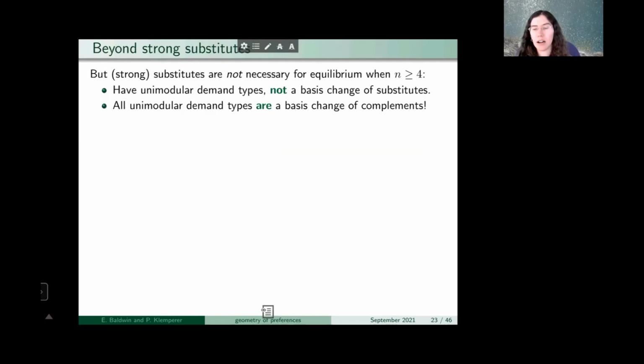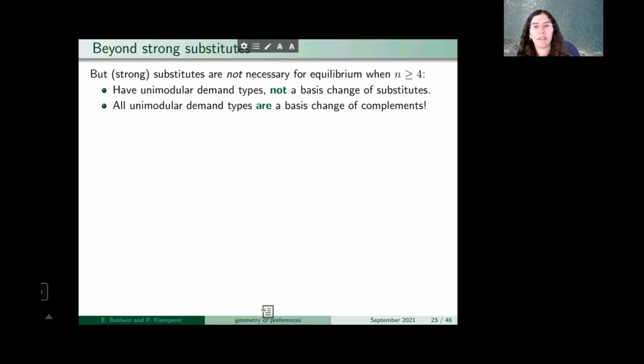So the idea that substitutes are fundamental for equilibrium is really in this sense misplaced, because all demand types, all sets of valuations characterized in this way for which equilibrium is guaranteed are actually a basis change of a complements one, and they're not all a basis change of a substitutes one.